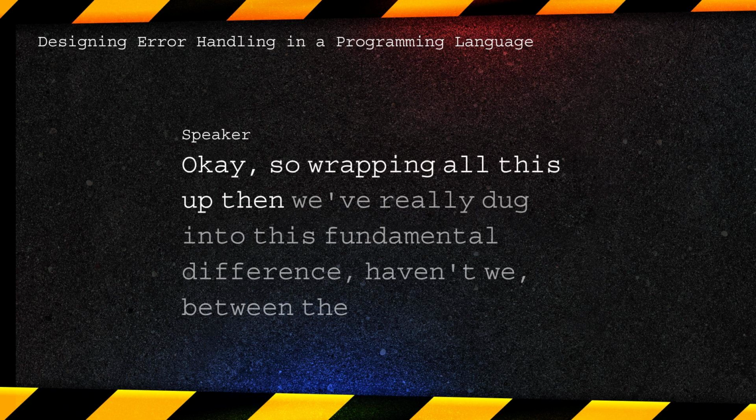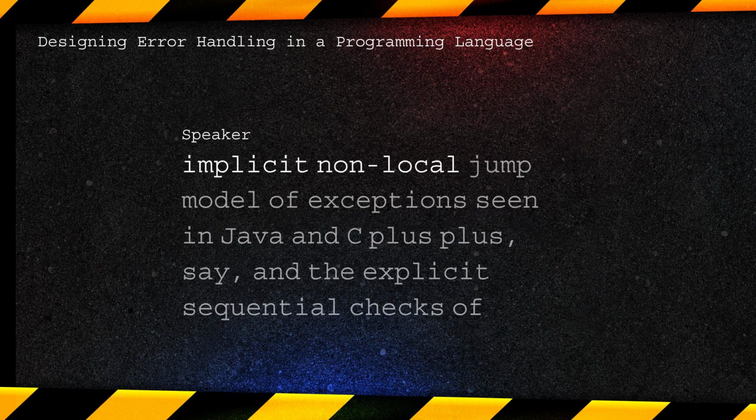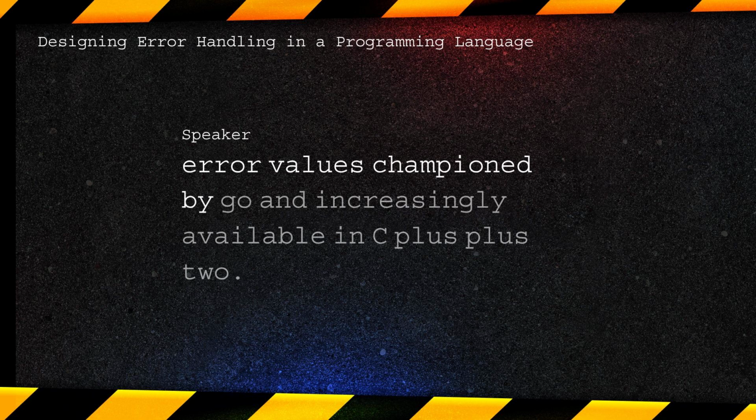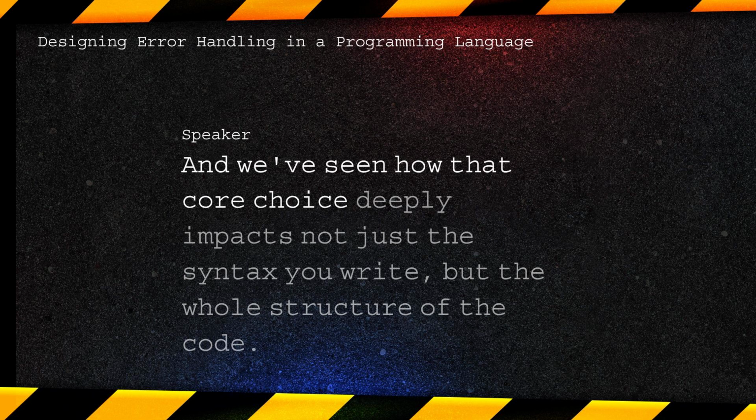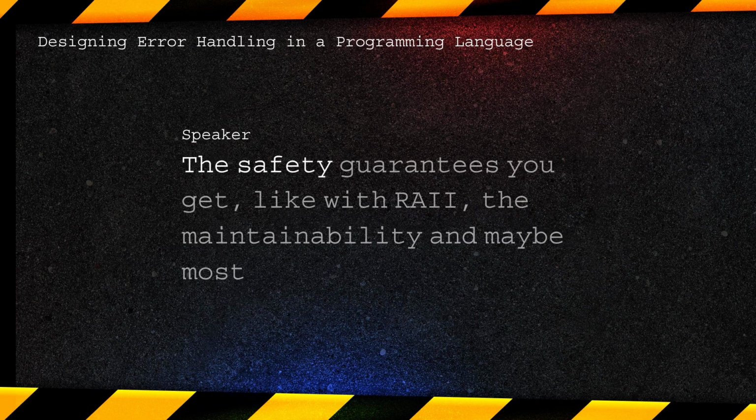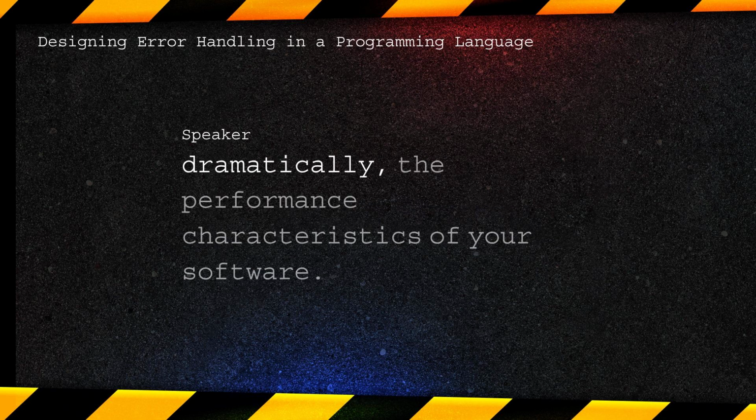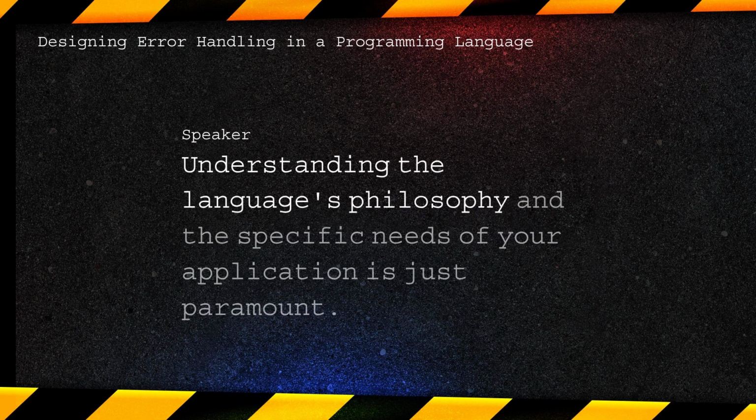Okay, so wrapping all this up then, we've really dug into this fundamental difference, haven't we? Between the implicit non-local jump model of exceptions, seen in Java and C++, say, and the explicit sequential checks of error values, championed by Go and increasingly available in C++ too. And we've seen how that core choice deeply impacts not just the syntax you write, but the whole structure of the code, the safety guarantees you get, like with RAII, the maintainability, and maybe most dramatically, the performance characteristics of your software. Understanding the language's philosophy and the specific needs of your application is just paramount.